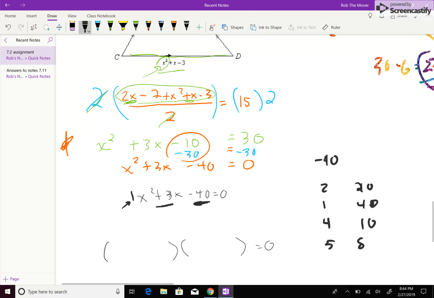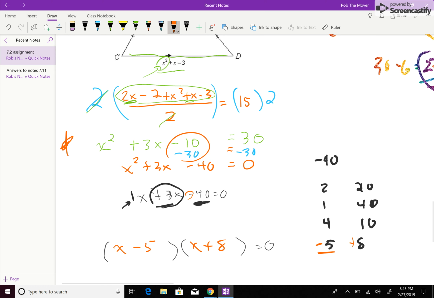Of course, there's only one way you can get a positive number in the middle: you've got to have the positive number bigger, because we're adding a positive and a negative together. If we get negative 40, one of these has to be positive, one has to be negative, right? So I'm thinking which ones subtract to get 3? Well, 8 and 5 subtract to get 3. If I made 5 negative and 8 positive, I would get a positive 3, right? So that means I need to have x minus 5 and x plus 8.